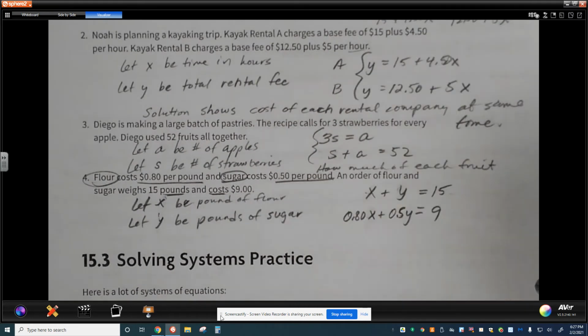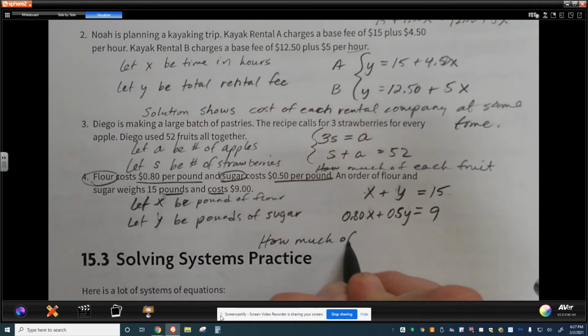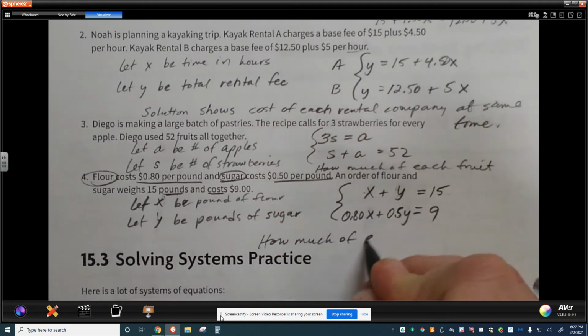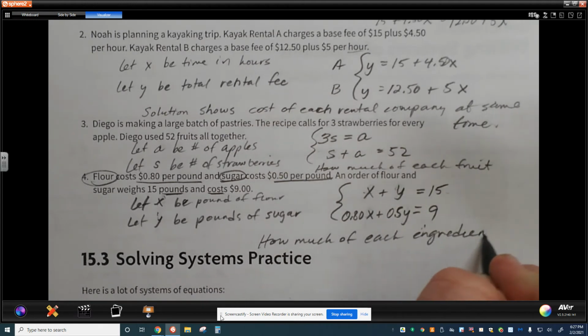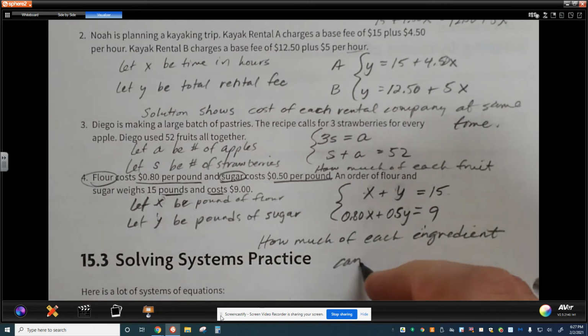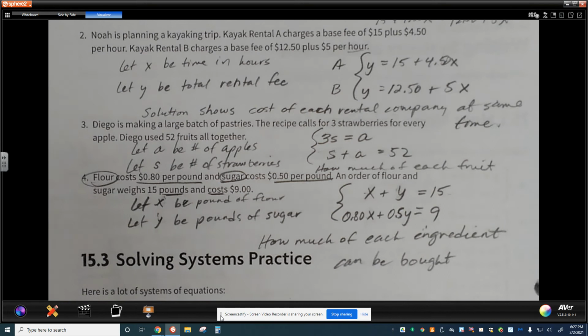This last one would just tell us how much of each ingredient can be bought. Don't forget the brace. Okay? And that's our purpose for it. That's why we write them, and that's how we use them in real life situations. Now, not everybody's going to do this, but this is a quick and efficient way to do this.